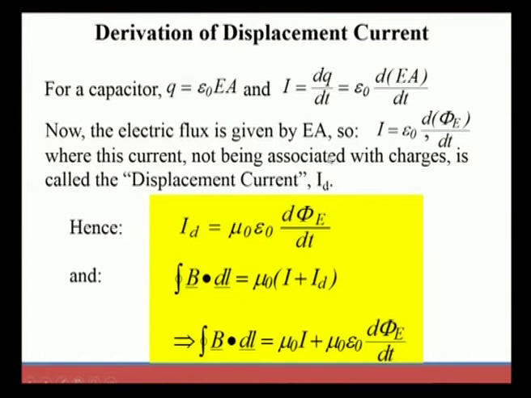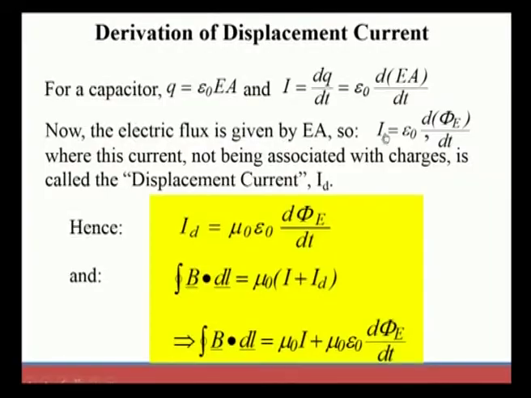Here this current is not associated with charges; we can say that the current is not at all dependent on charge. It is purely dependent on flux. This is called the displacement current. So, this formula, I is equal to epsilon naught into d phi E divided by dt, is what represents the displacement current.